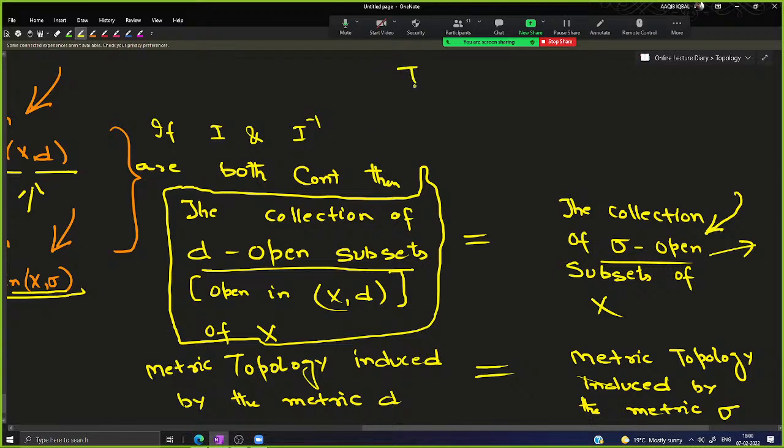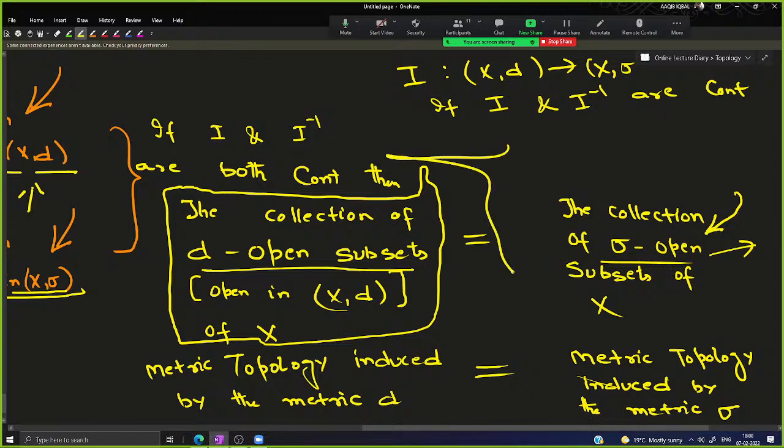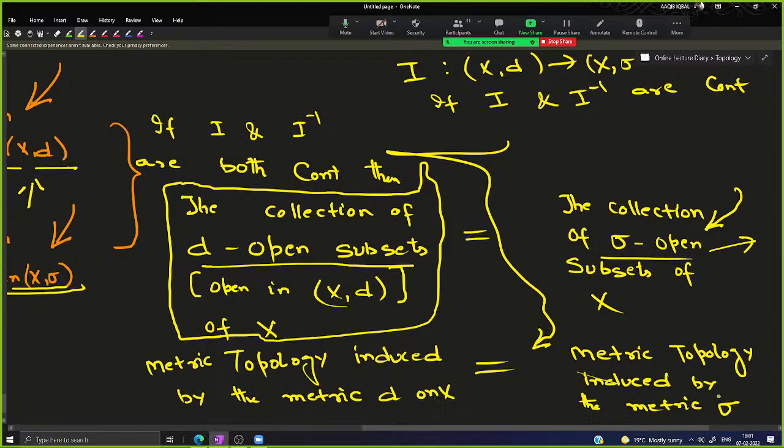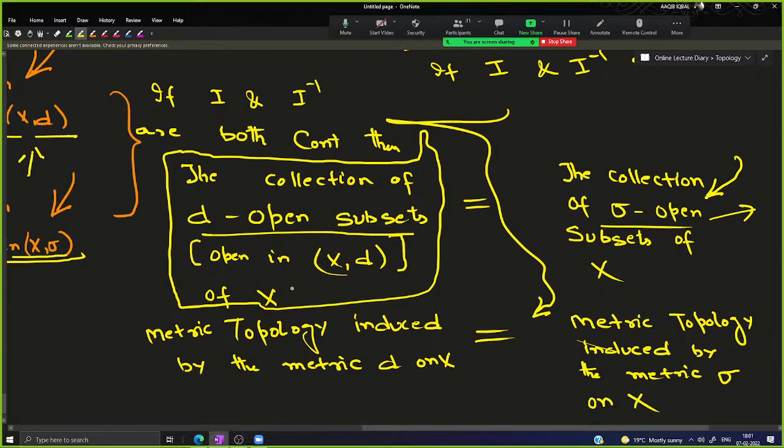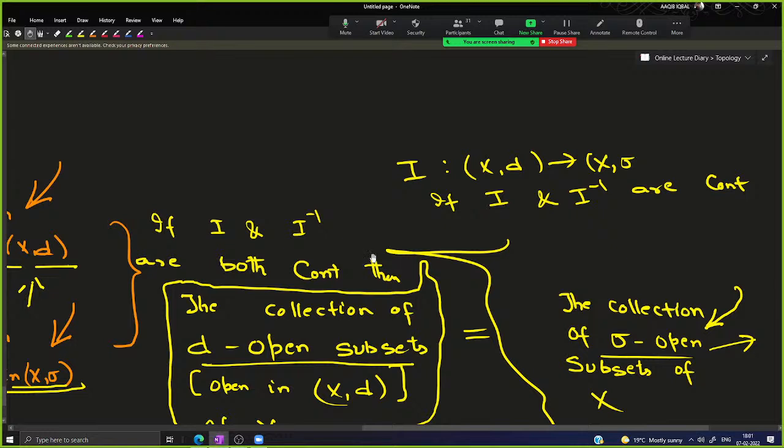If you have a situation like this, you have a mapping, identity mapping, acting between a metric space XD into a metric space X sigma. Now if this I and I inverse are continuous, तो फिर ये होता है, then this is true. Then the metric topology induced by the metric D on X is same as the metric topology induced by the metric sigma on X. तो फिर ये क्या करती है, ये जो दो metrics है, they induce the same topology on the underlying set if the identity mapping as well as its inverse are continuous.